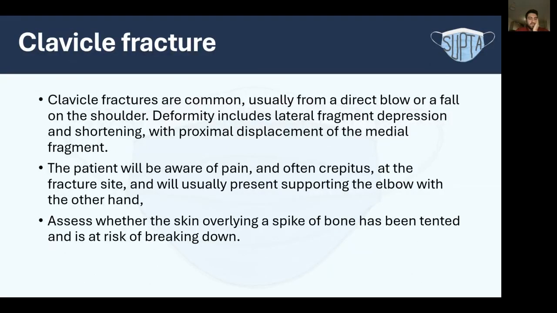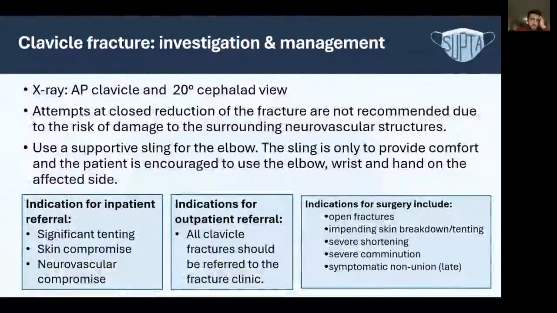The patient will be aware of the pain, and there may often be a crepitus on palpation at the fracture site, and the patient will usually be supporting their elbow with the other hand like this. So what you need to do is look at the area, see if there's any skin tethering, skin changes, any spiking of the bone, any tenting, and whether the skin is at risk of breaking down. If not, you could get an X-ray as well, AP clavicle and 20-degree cephalad view.